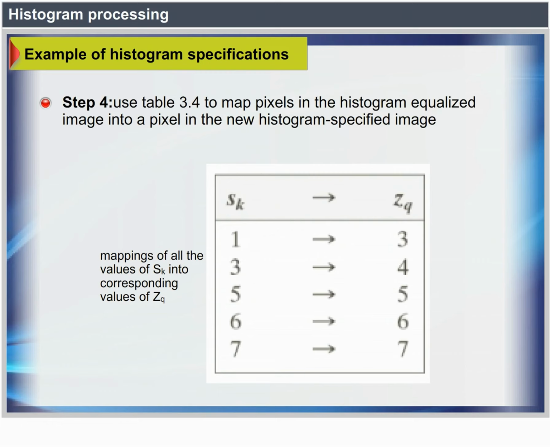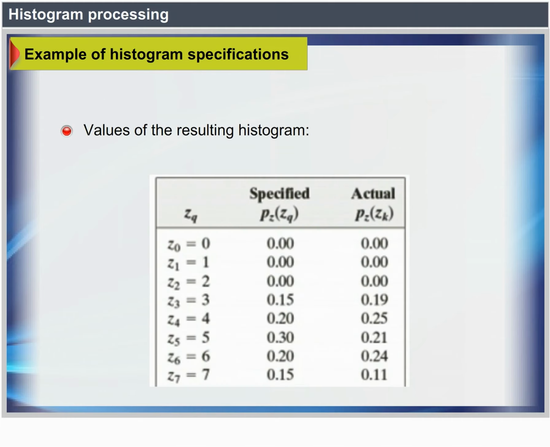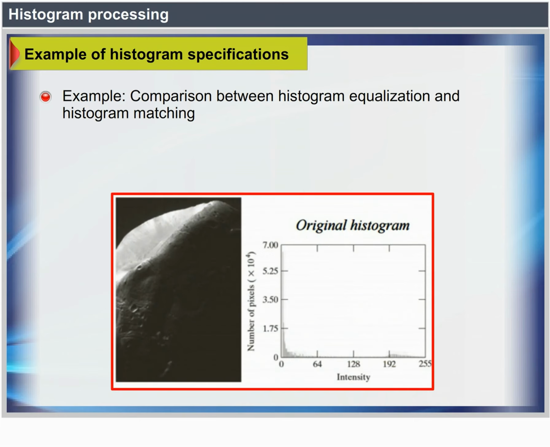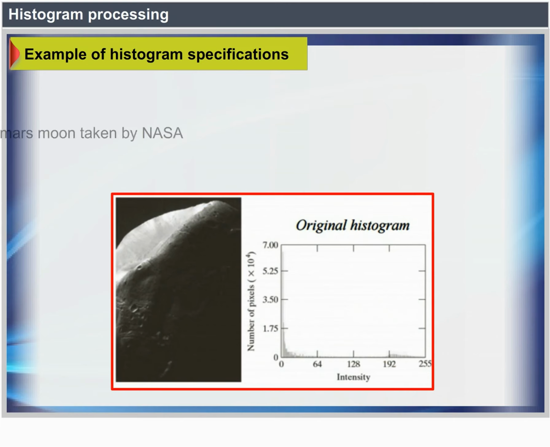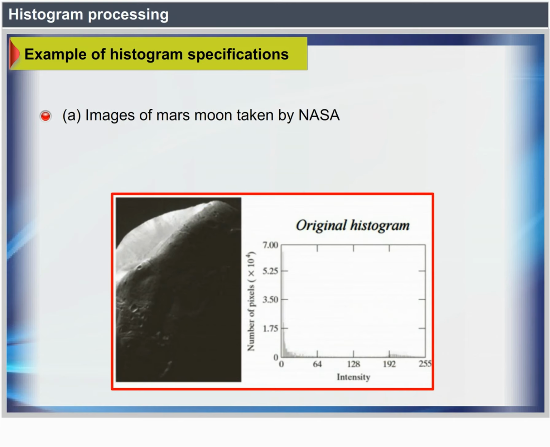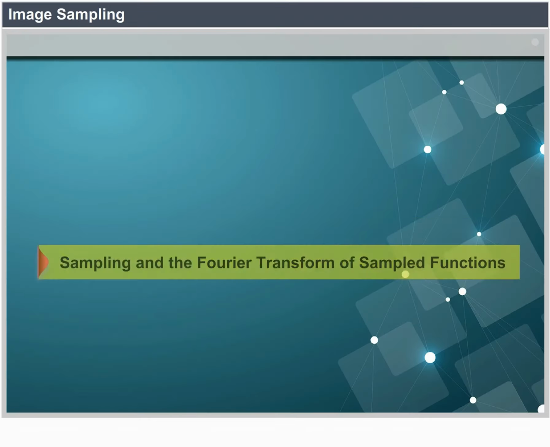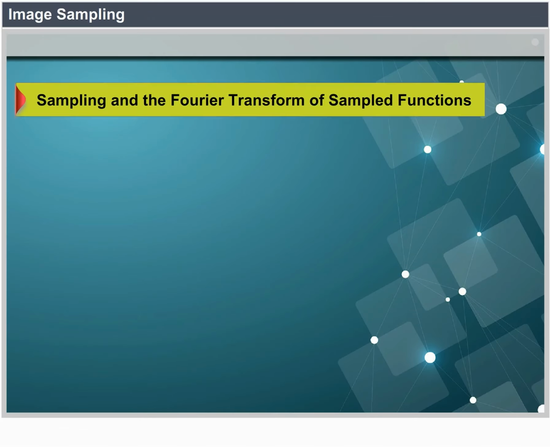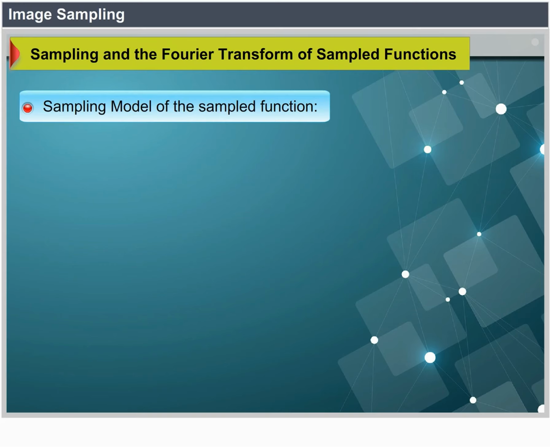Sampling model of the sampled function. Multiplication of f(t) by a sampling function equal to a train of impulses Δt units apart. The equation is as shown on screen, where A represents a continuous function, B a train of impulses, C the sampled function formed as the product of A and B, and D the sampled values obtained by using the shifting property.